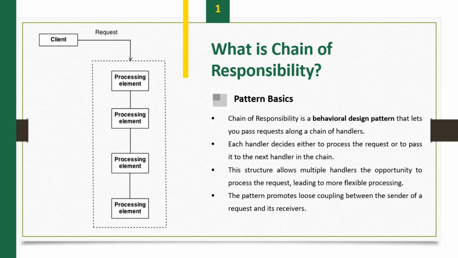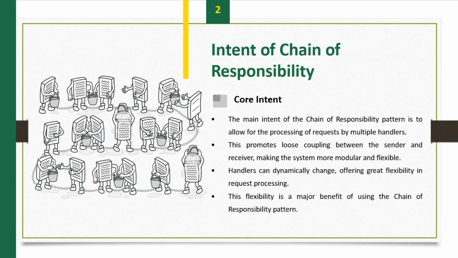Each handler decides either to process the request or to pass it to the next handler in the chain. This structure allows multiple handlers the opportunity to process the request, leading to flexible processing. The main goal of the chain of responsibility is to allow multiple handlers to process a request. Let me tell you how it works. Instead of sending a request to one specific handler, the request is passed along a chain of potential handlers. Each handler gets a chance to process the request.